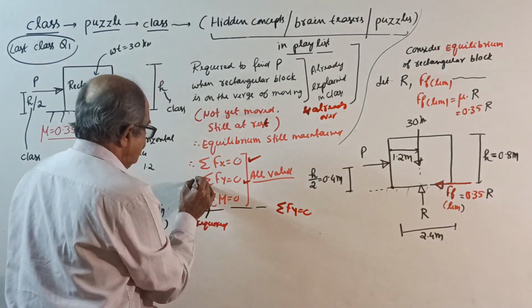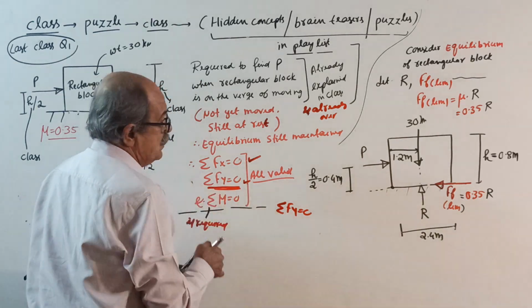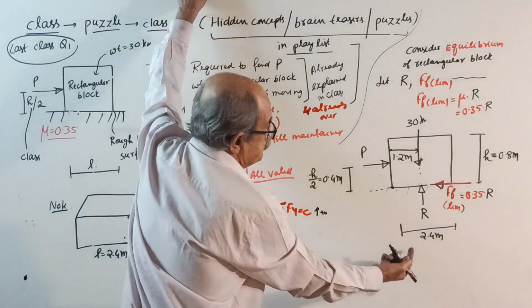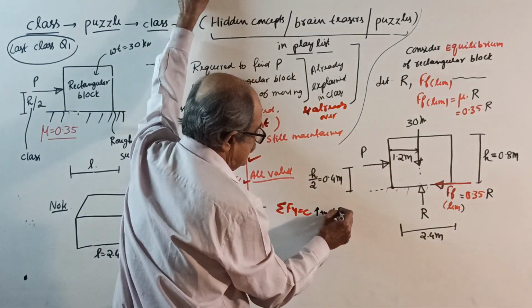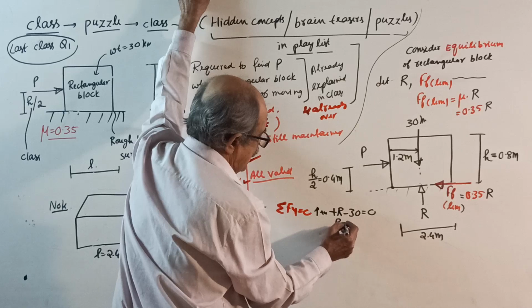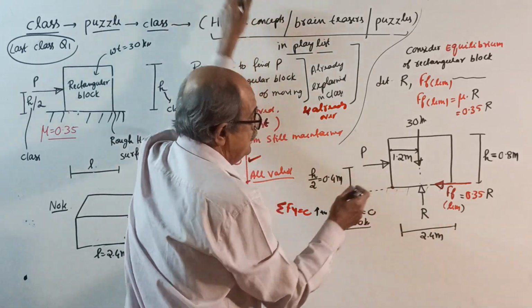Okay, see, this basic condition you apply first. What you get? Take upward positive. You get plus R minus 30 equal to 0. Your R will come plus 30 kilonewton. Or, this is quite simple.